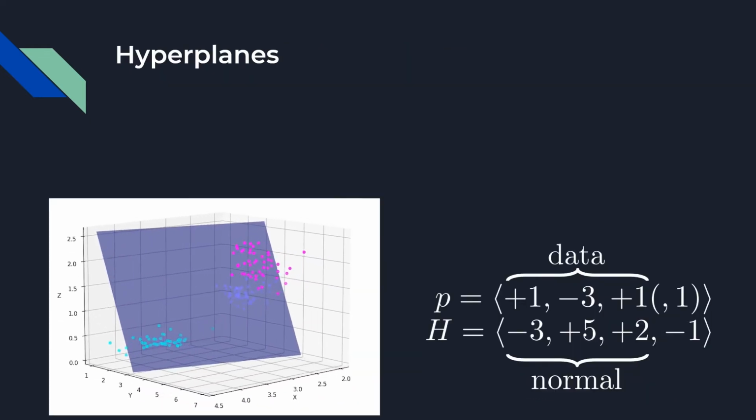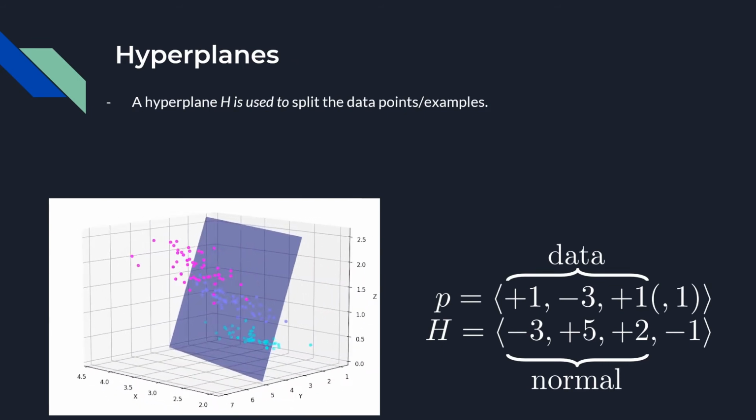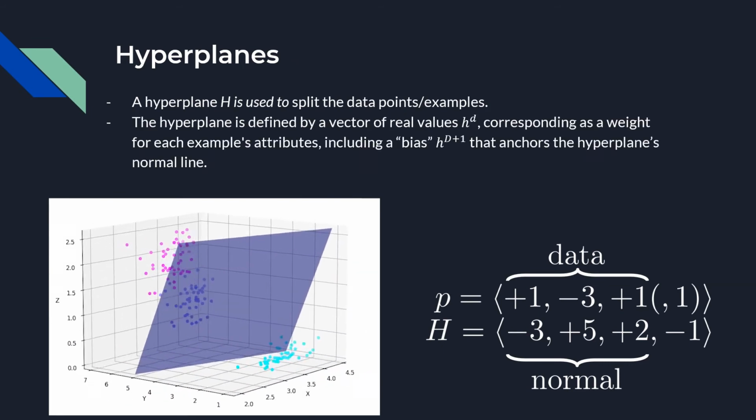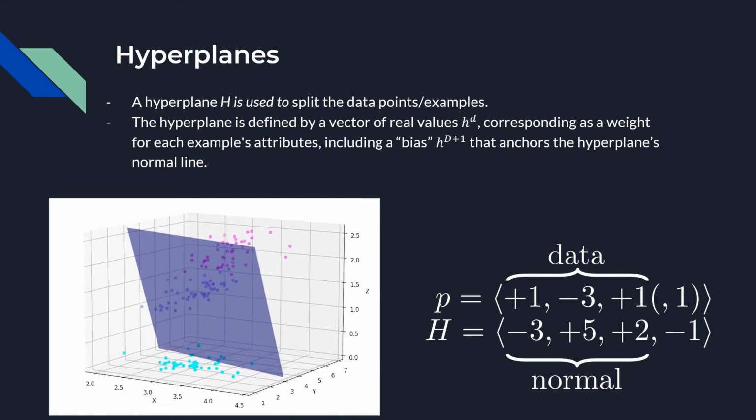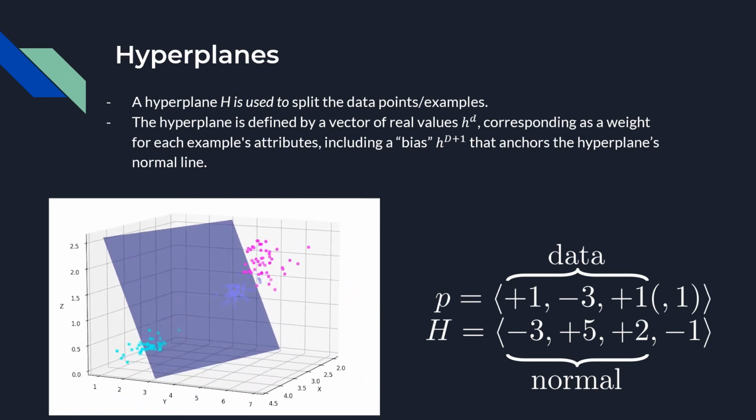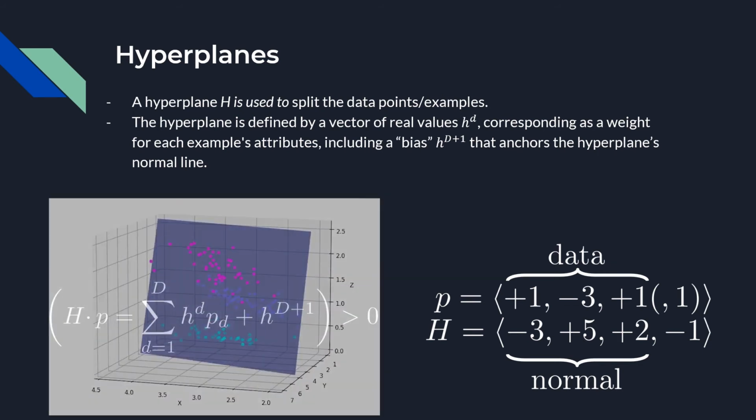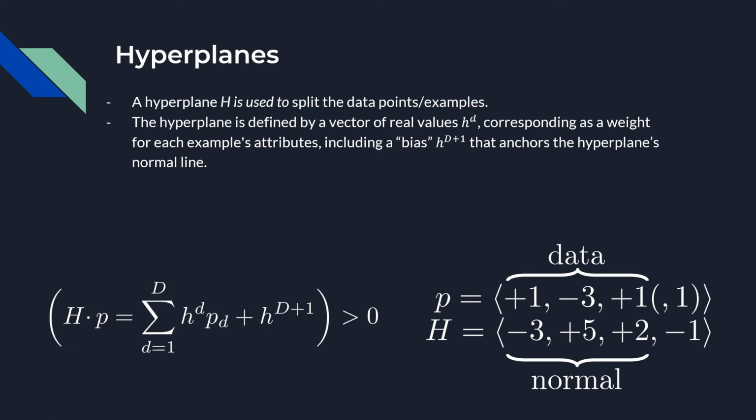As we've previously mentioned, a hyperplane is used to split data points from a given set. We define a hyperplane as a vector of real values and label it H. This vector contains weights that correspond to each of a given example's attributes. It also includes a bias H_{d+1}, which anchors the hyperplane's normal line. When we take the dot product of our plane H and a point P, we get the equation on the bottom left. The sign of this dot product then determines a split.